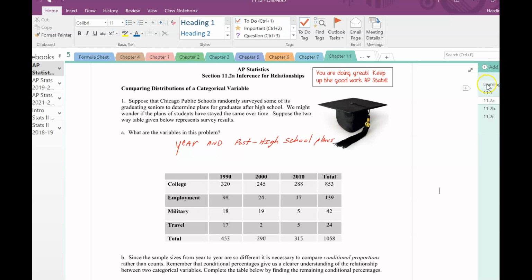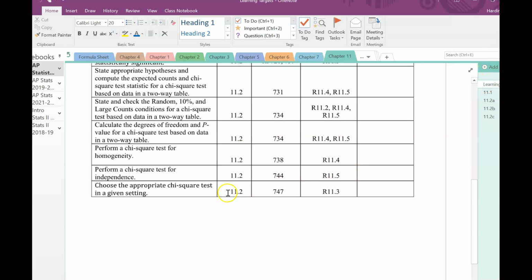If you want to really quickly look at the learning targets, it's these here at the top. State an appropriate hypothesis and compute the expected counts and chi-square test statistic for a chi-square test based on data in a two-way table. We're going to be looking at two-way tables in this video. State and check the conditions for data in a two-way table, calculate the degrees of freedom for a test based on a two-way table, and then in general, learn how to perform a chi-square test for homogeneity.